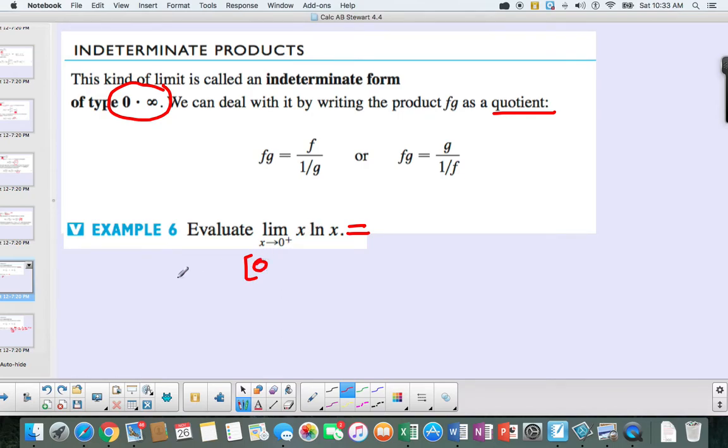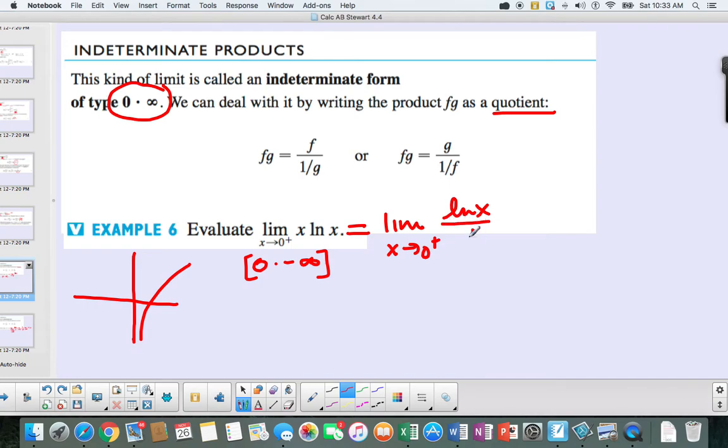This is 0. And remember, the natural log of x looks like this. So as you get close to 0 from the right-hand side, this is going to be negative infinity. So this is an indeterminate form. Rewrite as a quotient. And so I'm going to write natural log of x all over 1 over x. And now this is going to be negative infinity over negative infinity.